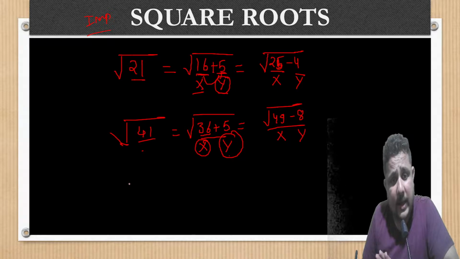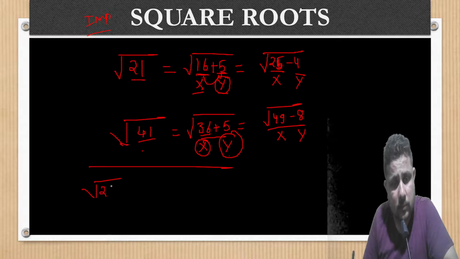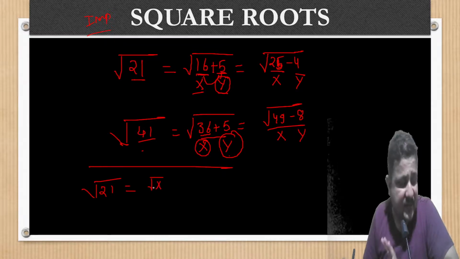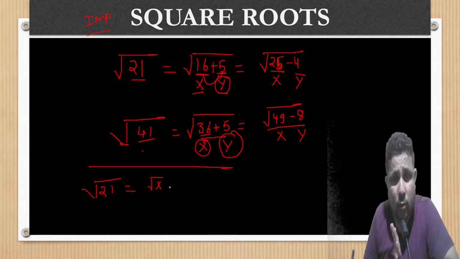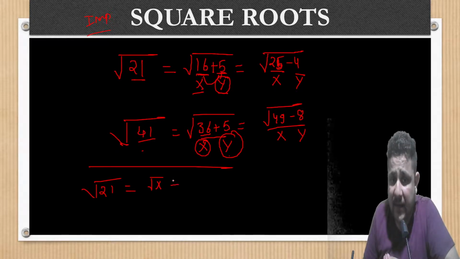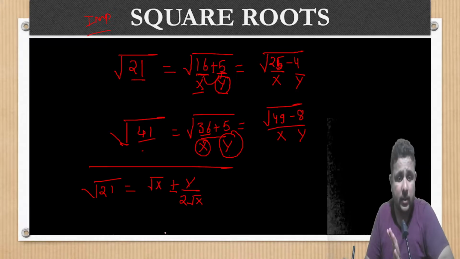Now x and y. So how will you calculate the square root here? By taking x and y. Just see. Square root x, remember this step which I am writing here, plus or minus y, depending on whether you are adding or subtracting, divided by 2 square root x. Are you getting my point?